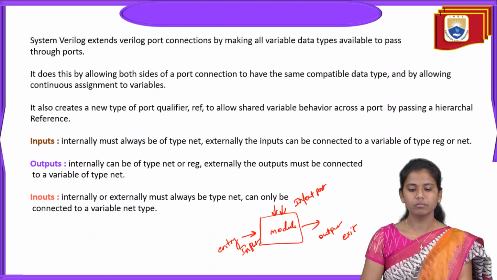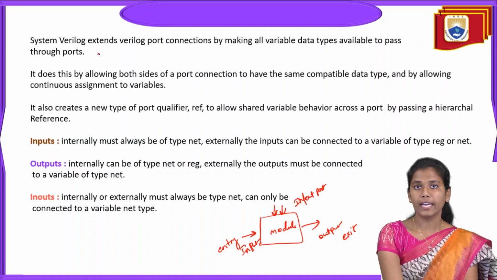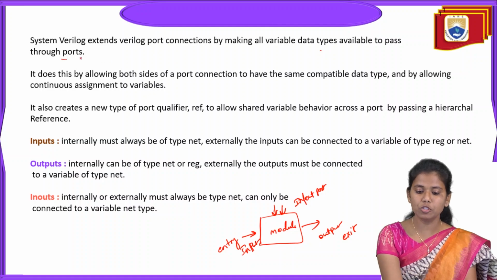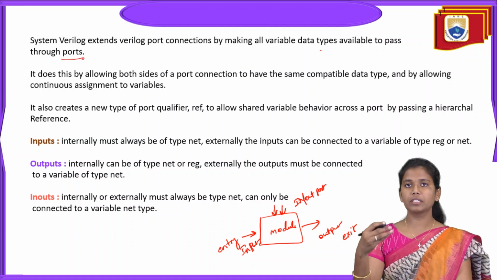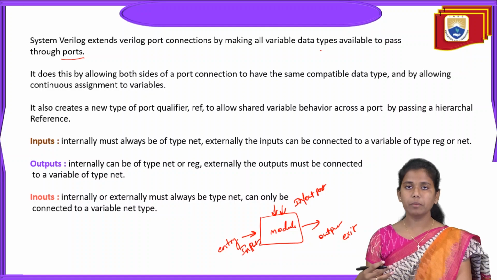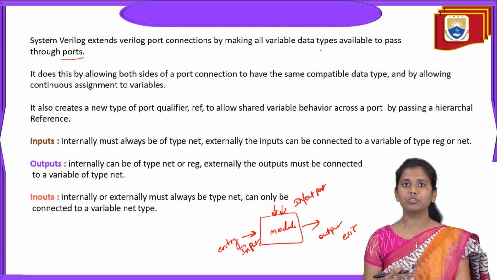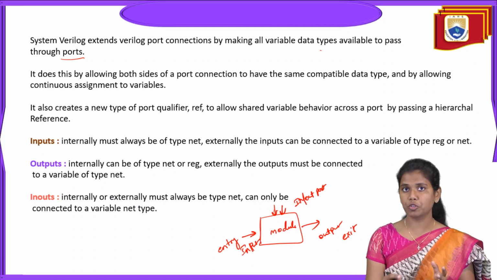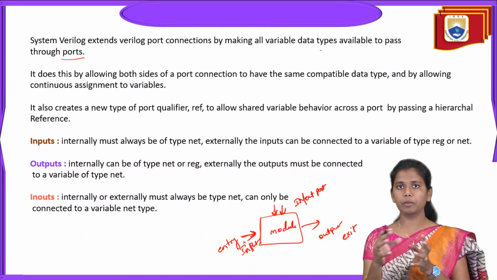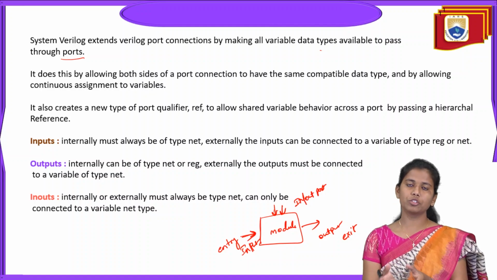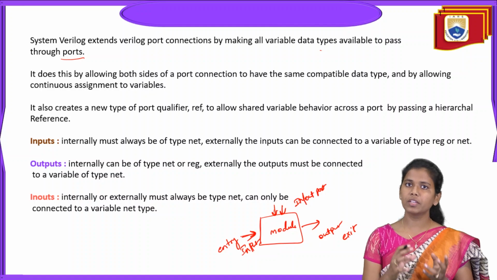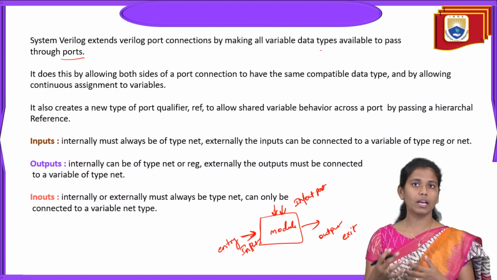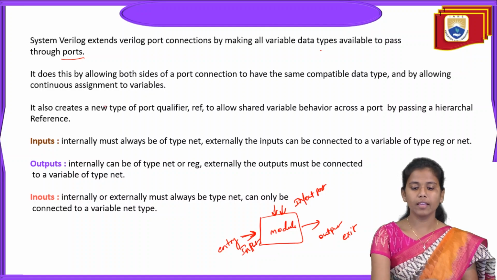We will discuss that now. SystemVerilog extends Verilog port connection by making all variable data types available to pass through ports. So all the different variables and data types we are allowing into the port, into the module. With respect to the input, we allow some variables into the module, and with respect to the output, we obtain different variables based on the data types we are given. This is what we observe in Verilog.